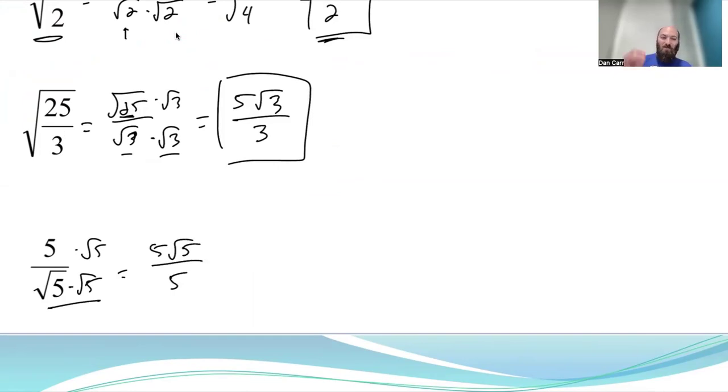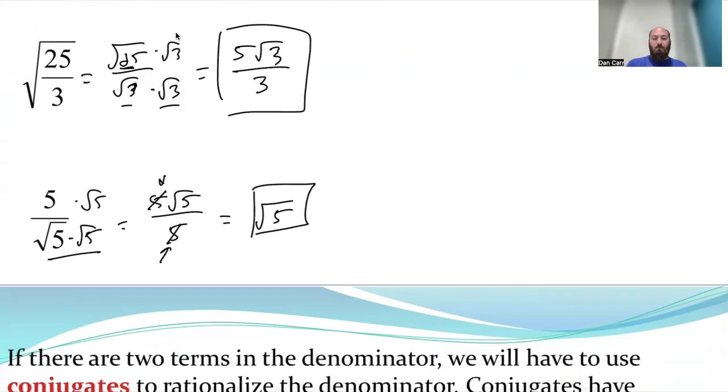All right, so 5 right here and this 5 right here are both outside the radical. So I can only divide or multiply numbers that are both outside the radical, like this. 5 divided by 5 turns into a 1. So my answer here is just square root of 5.